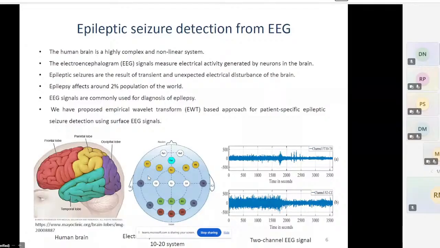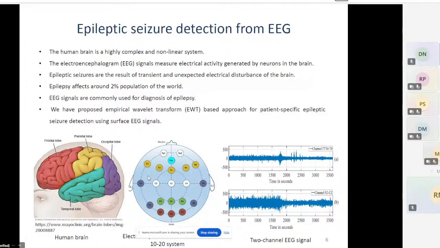The human brain is a highly complicated nonlinear system, and the electroencephalogram, which we call EEG, measures the electrical activity generated by the neurons in the brain. What happens in epilepsy is that all neurons synchronize together and generate very high electrical activity. Due to that, there is a large amount of electricity in the brain, and the brain becomes disturbed, because the human brain is the master of the body. Once the brain is disturbed, everything is disturbed.